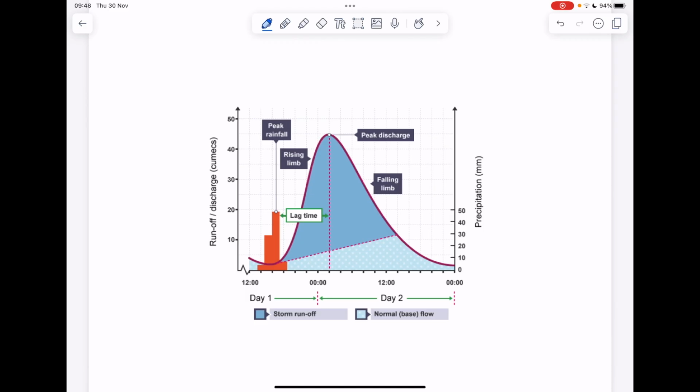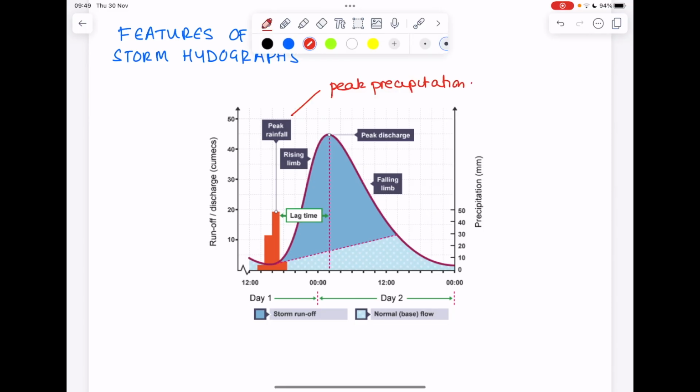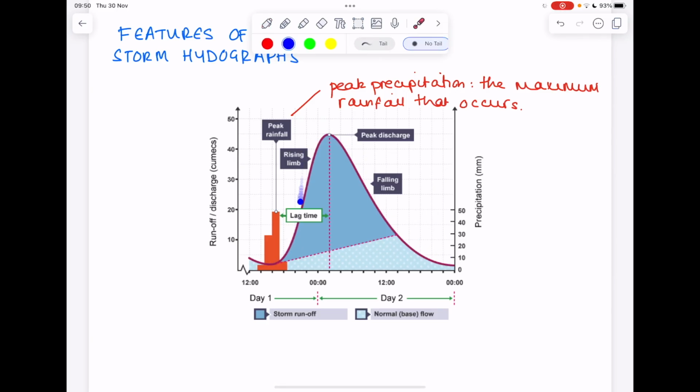Now we're going to look at the features of different storm hydrographs. So we'll start by looking at this portion where the bar chart is. We can see that this is the peak rainfall or peak precipitation. As you might imagine, this is the maximum rainfall that occurs. Moving over to the graph line as opposed to the bar chart, it always has this characteristic shape. You can see this portion of the graph where it is steeply increasing that gradient. We call that the rising limb, and this is the increase of river discharge.